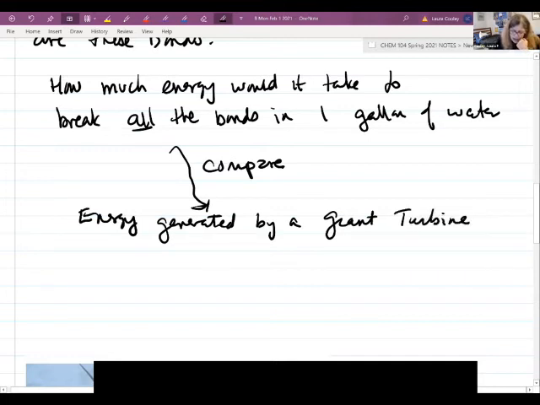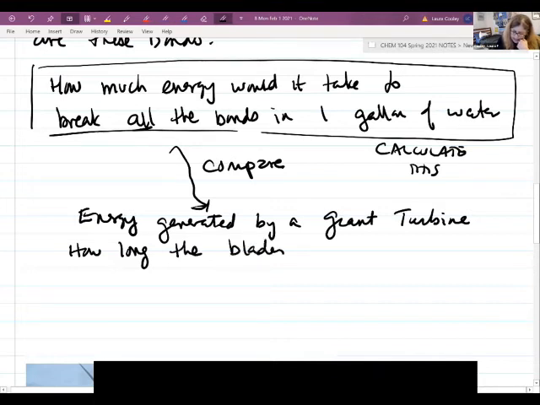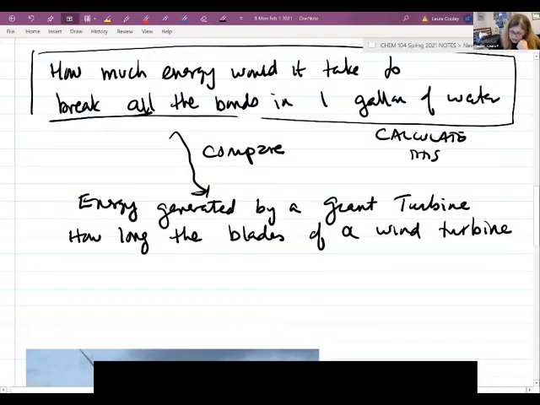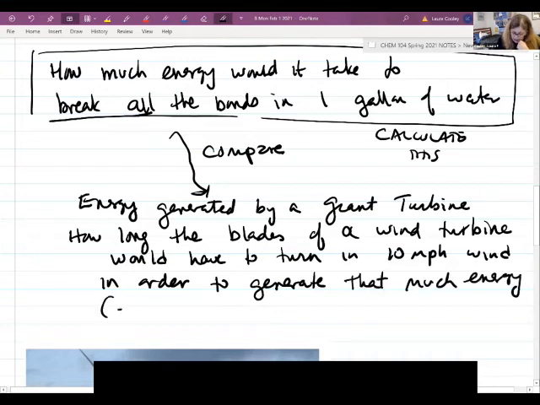So what I want to do is calculate this and then figure out how long the blades of this wind turbine, and I have a particular wind turbine picked out, and I'm going to show you how long the blades of a wind turbine would have to turn in 10-mile-an-hour wind in order to generate that much energy in the form of electricity.